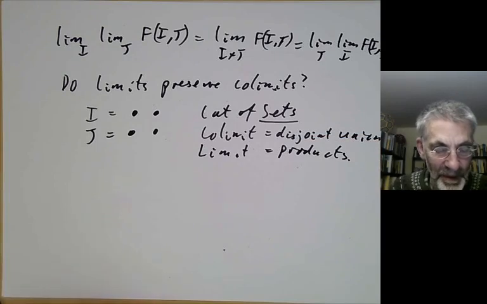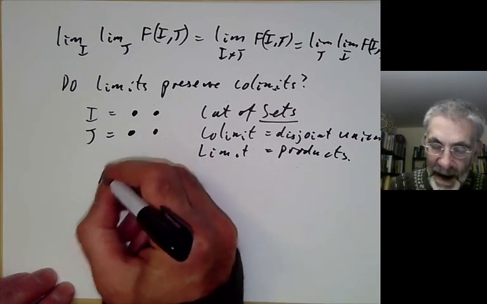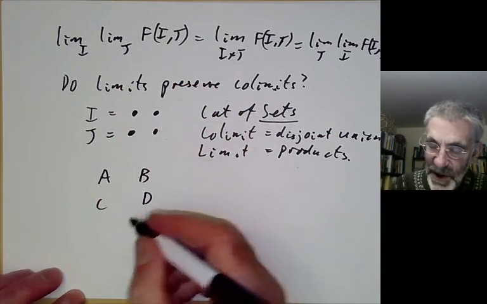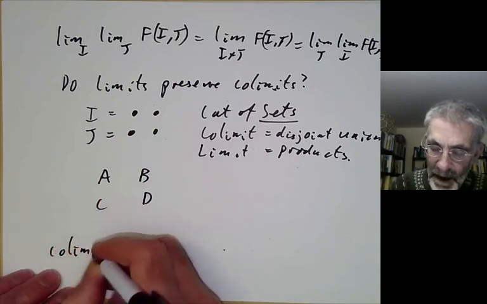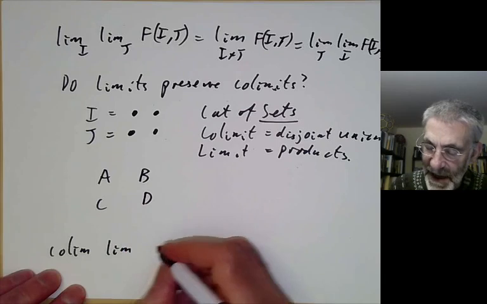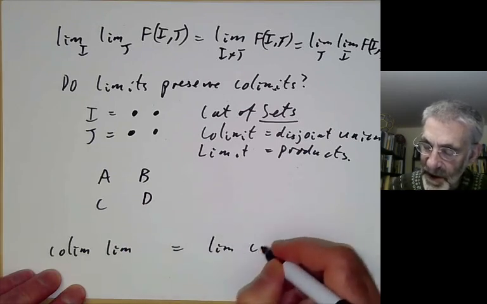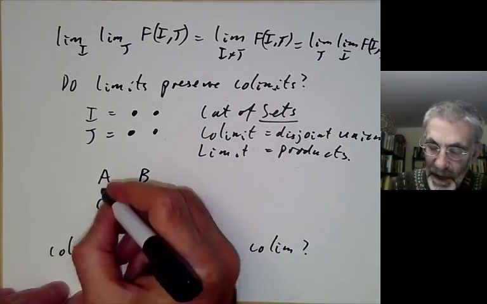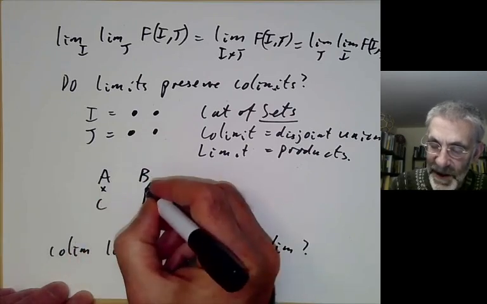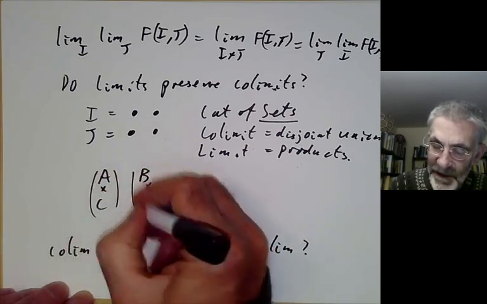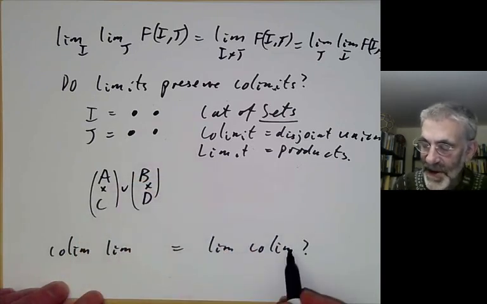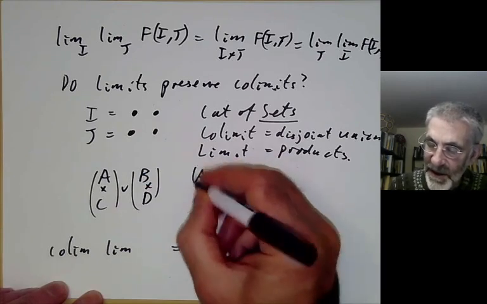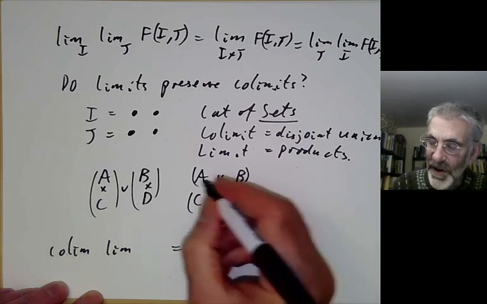So we've got the following problem. We've got 4 sets, A, B, C and D. And we want to know, is the colimit of the limit of these sets equal to the limit of the colimit of these sets? So let's work out what this is. Well, the colimit of the limit means we first of all take the limit of these, which is a product, and then we take the colimit of this, which is the union of these. On the other hand, if we take the limit of the colimit, this means we're first taking a colimit, so we take the union of these, and then we take the product of that.